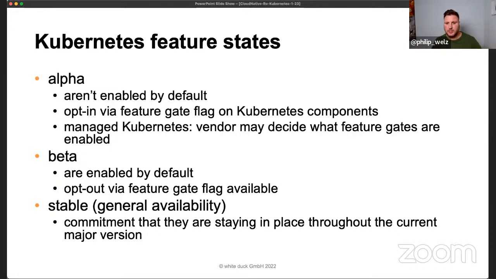These features are not enabled by default on the API server or on the Kubernetes components. So we have to opt in to these features and enable them. The downside is that when you have a managed Kubernetes like Azure Kubernetes Service or Amazon EKS, the vendor may decide what features you get. So you cannot enable those feature gates, which are in the alpha lifecycle. The beta ones are enabled by default. You still have the option to opt out if you don't want these features to be enabled.